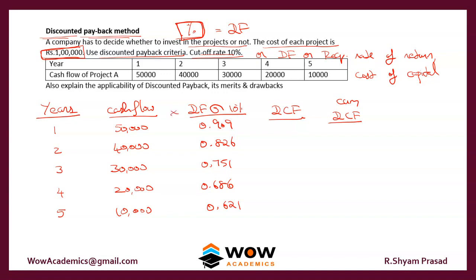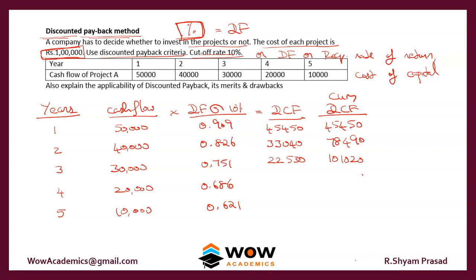The next step is to multiply these things and we have to get the discounted cash flow. I think we would cross the 1 lakh amount here. So I think we can stop. So the investment has crossed 1 lakh here. So these here are our relevant years. So we'll work out the payback.